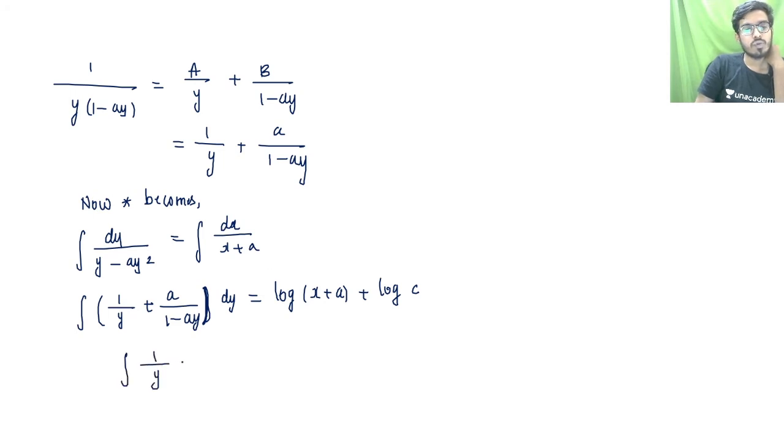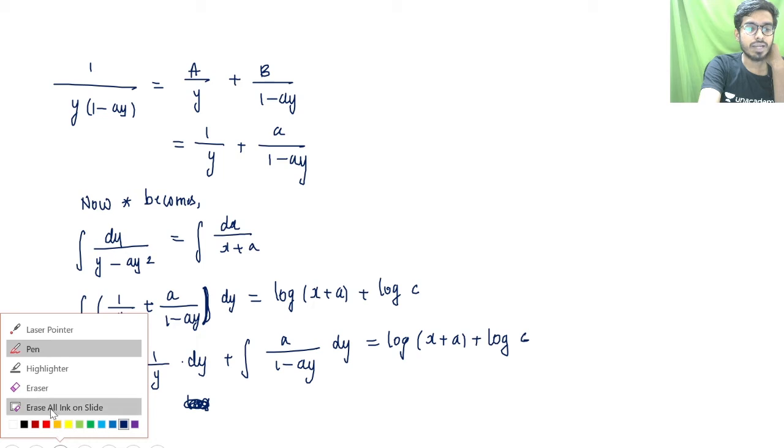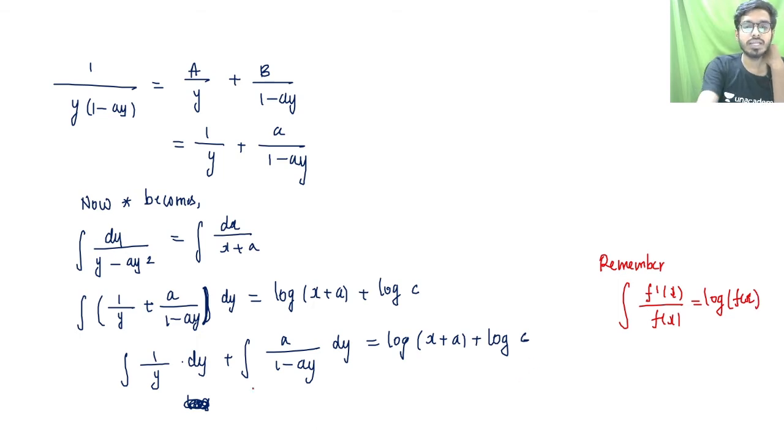This is integral 1 by y dy plus integral a divided by 1 minus ay dy is equal to log of x plus a plus log c, right? Yes. This is what? This is log y, right? Now to find this, you always remember one very important formula when you are solving integration: integral f dash of x by f of x is equal to log of f of x, right? You always remember this very important formula.